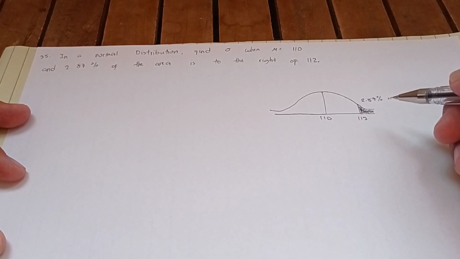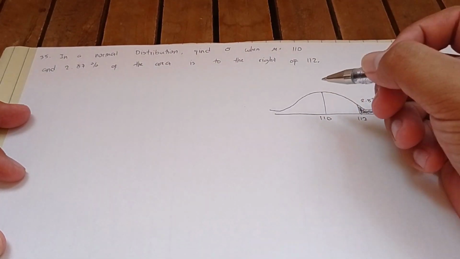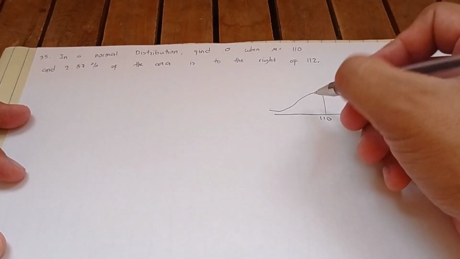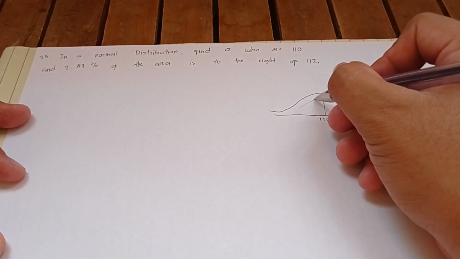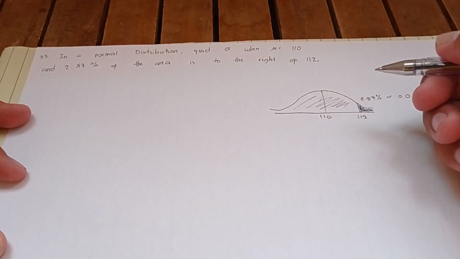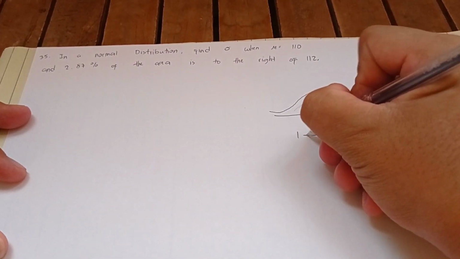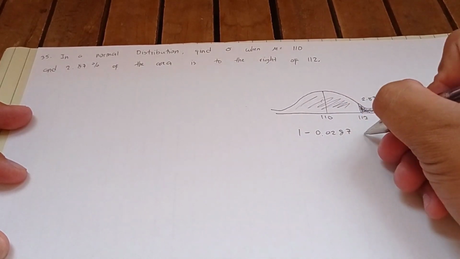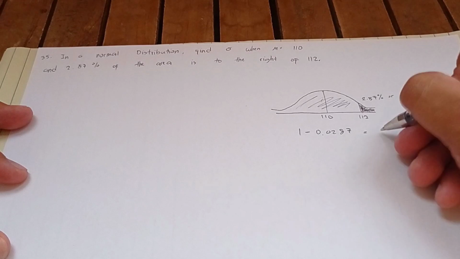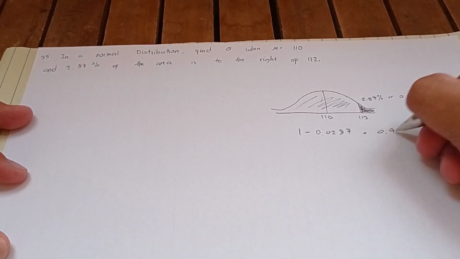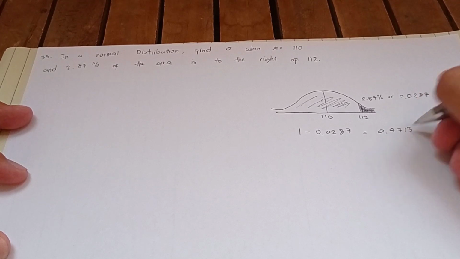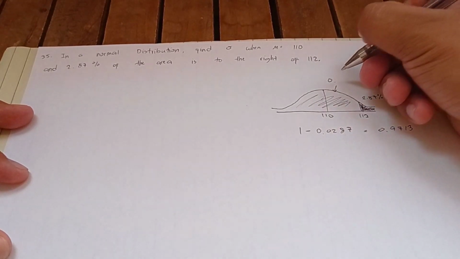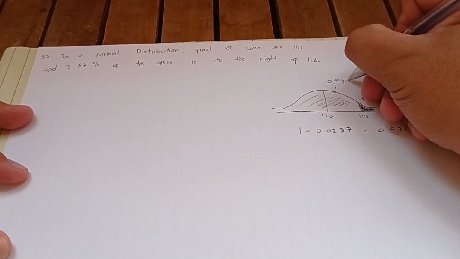Then we need to find the area of the remaining normal distribution because we need it to solve for our standard deviation later on. We need to find this area. So 1 minus 0.0287 is equal to 0.9713. So this area is equal to 0.9713.